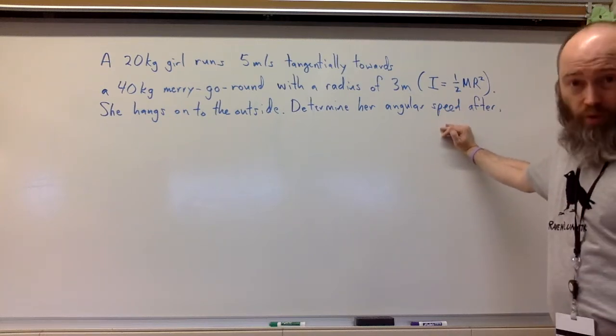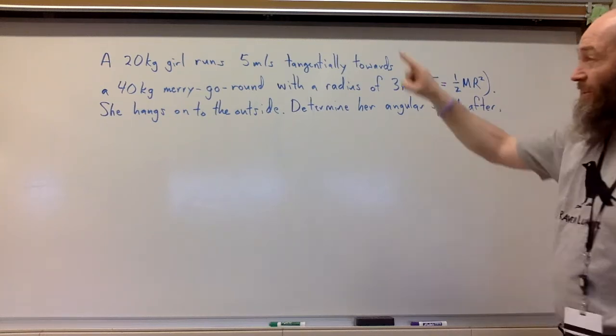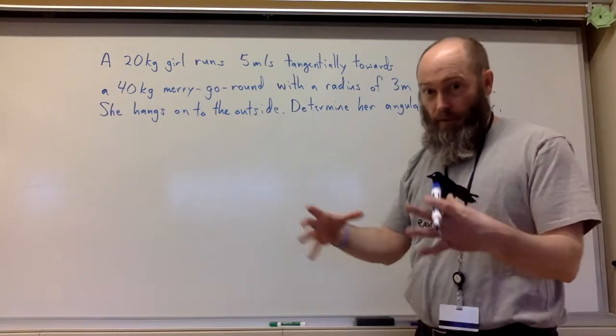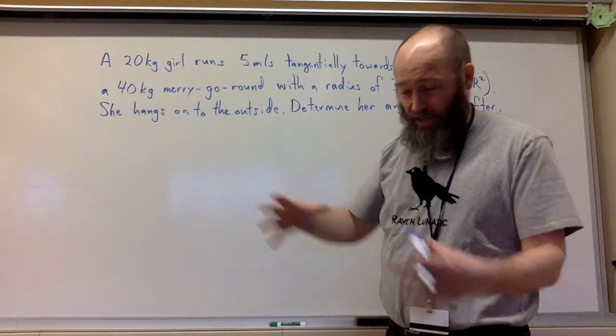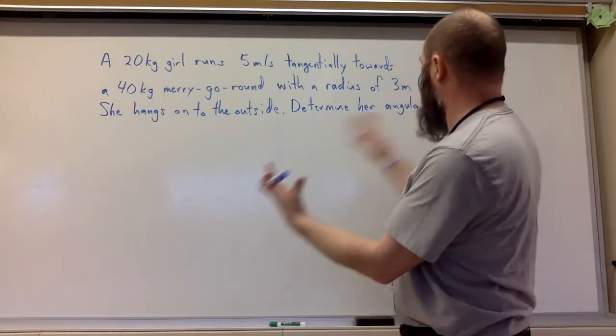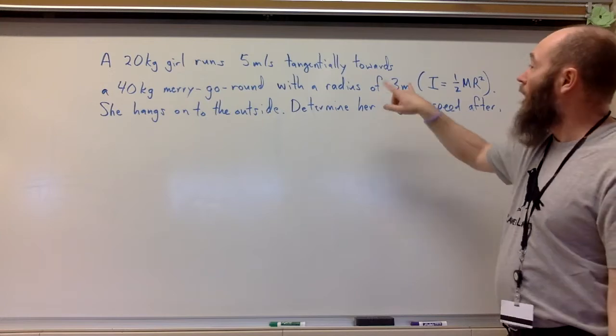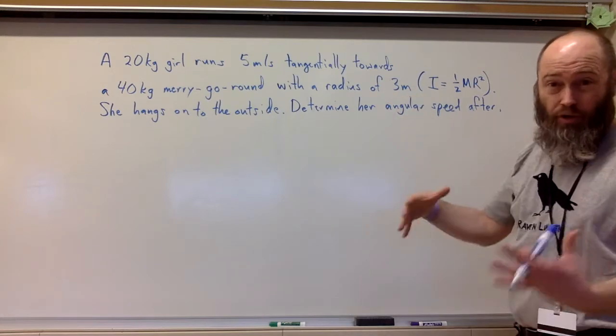Now, there's a couple of assumptions we have to make. The first assumption is that the girl's size, not her mass, but her size, is small compared to 3 meters, which is probably true. So we're going to treat her like a point mass.